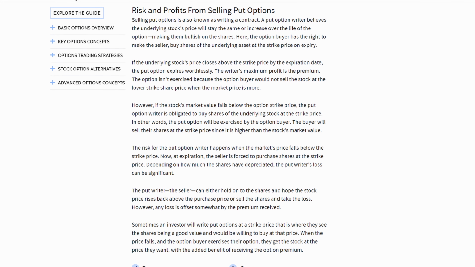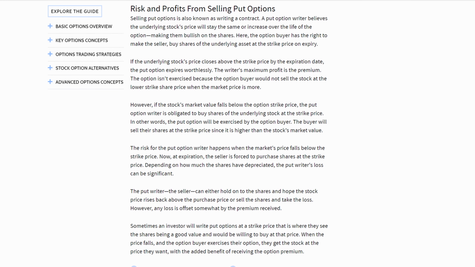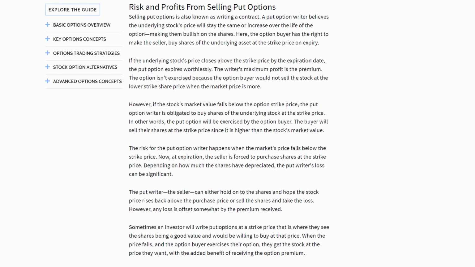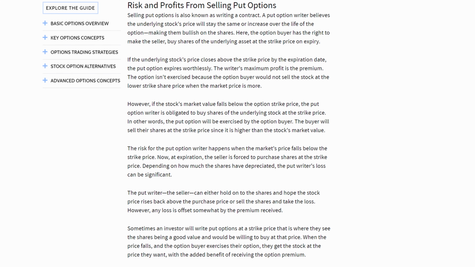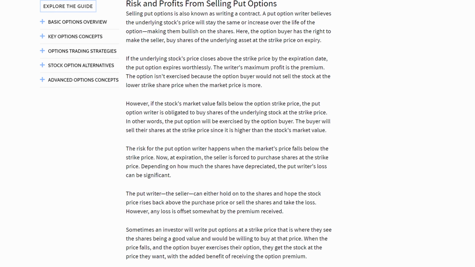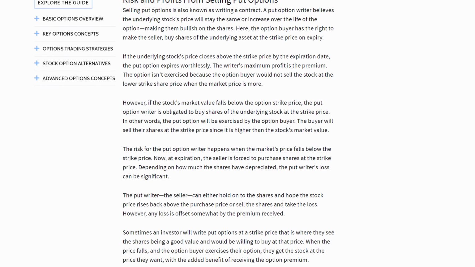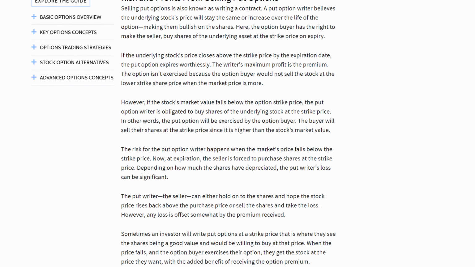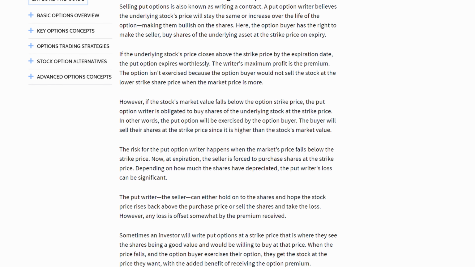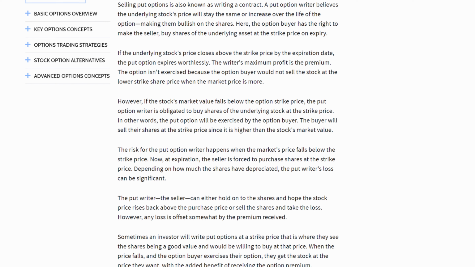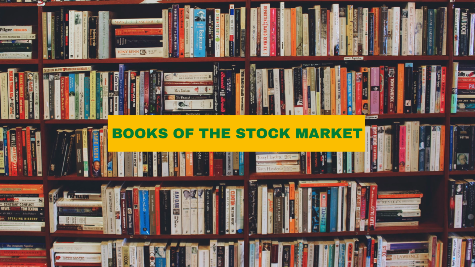If the underlying stock price closes above the strike price by expiration date, the put option would expire worthlessly. This means that the writer will keep the premium as the profit. On the other hand, if the stock falls below the option strike price, the put option writer has to buy shares of the underlying stock at the strike price, as the option buyer is going to exercise the contract and keep the premium.